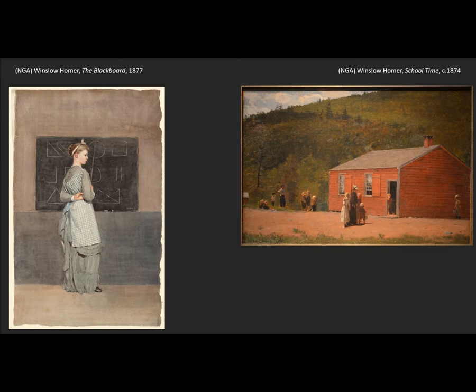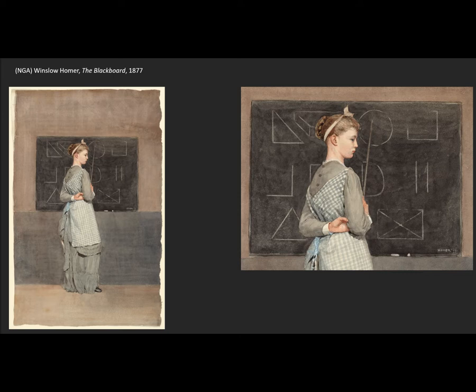But when we look at it more closely, people who know the history of education and have studied lesson plans and whatnot say that they can't link what she's drawn on the blackboard to any known geometry lesson. Which seems odd because Homer is such a good observer. Why would he change what she's written on the board? And what they think is that it's not a geometry lesson at all, that it's a drawing lesson.